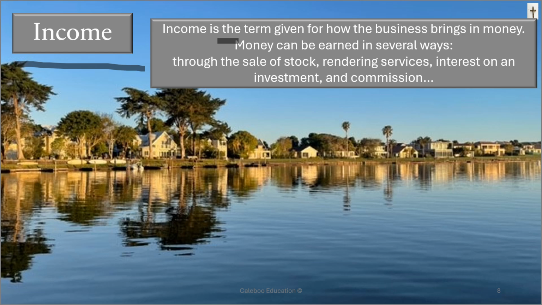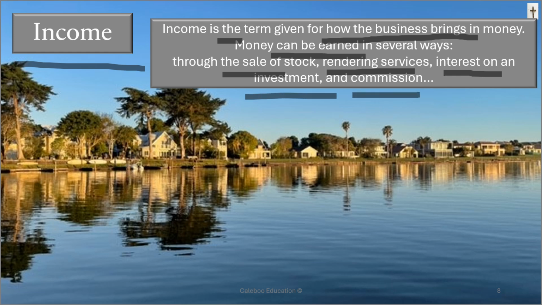So income is the term given for how the business brings in money. Money can be earned in several ways: through the sale of stock, rendering a service, or we could have invested money and we earn interest on that investment, commission. So any which way money comes into a business, that is how we derive income.